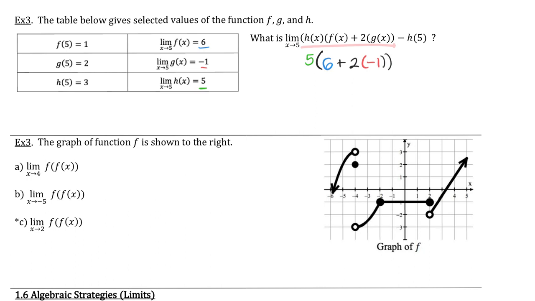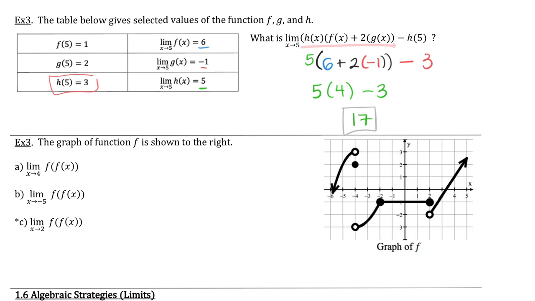And then at the very end, it says minus h of 5. What is h of 5? H of 5 is 3. Okay, and then I'm just going to go ahead and evaluate this. This is 5 times 6 minus 2 is 4, minus 3, so 20 minus 3 is 17.